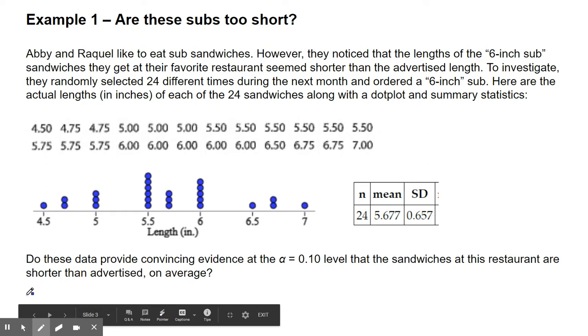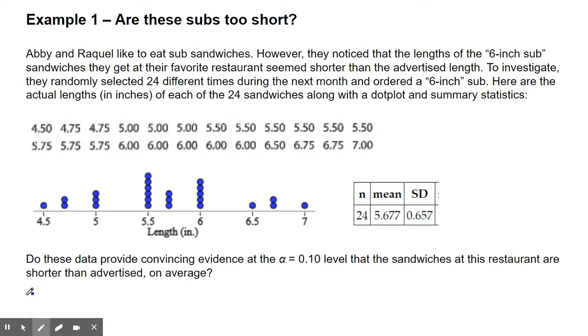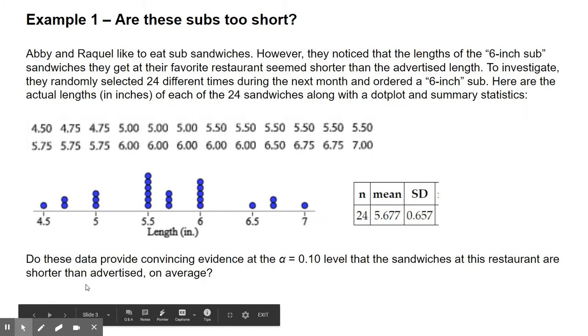Example 1: Are these subs too short? Abby and Raquel like to eat sub sandwiches. However, they notice that the length of the 6-inch sub sandwiches they get at their favorite restaurants seems shorter than the advertised length. To investigate, they randomly selected 24 different times during the next month and ordered a 6-inch sub. Here are the actual lengths in inches of each of the 24 sandwiches along with the dot plot of the summary statistics. Do these data provide convincing evidence at the alpha equals 0.10 level that the sandwiches at this restaurant are shorter than advertised?